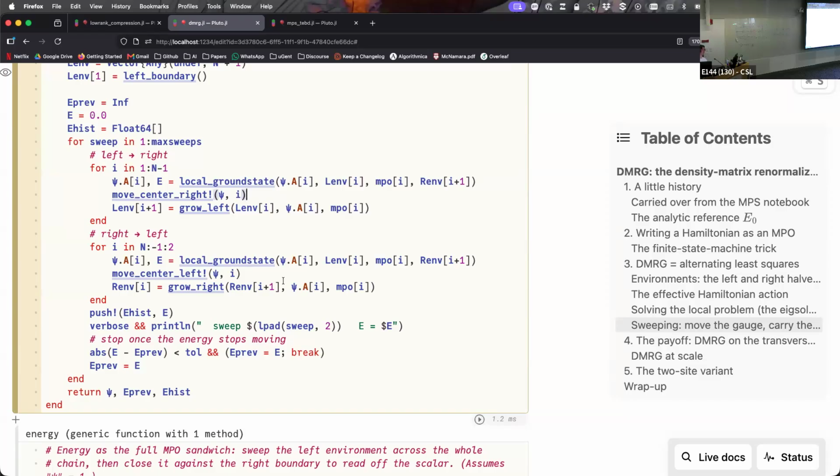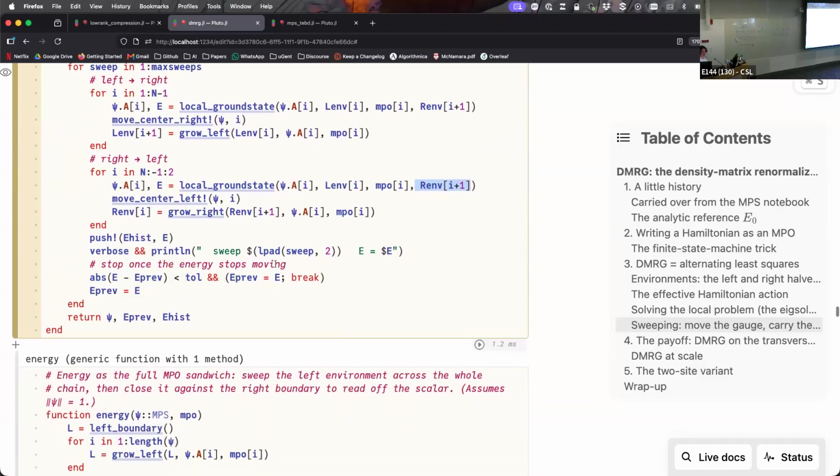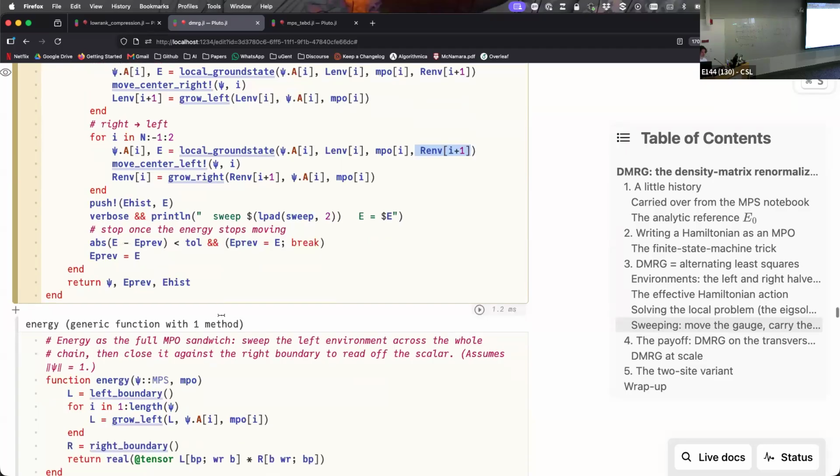I don't have to recompute my left environments ever because I stored every one of the intermediate values, so they're still in memory. And so I can just obtain the left environment at the ith side, the right environment at the i plus 1 side, build my local equation, and solve it. And so finally, I can do a little bit of bookkeeping to print a bit of information, stop once my energy has sufficiently converged. And this is the entirety of DMRG.